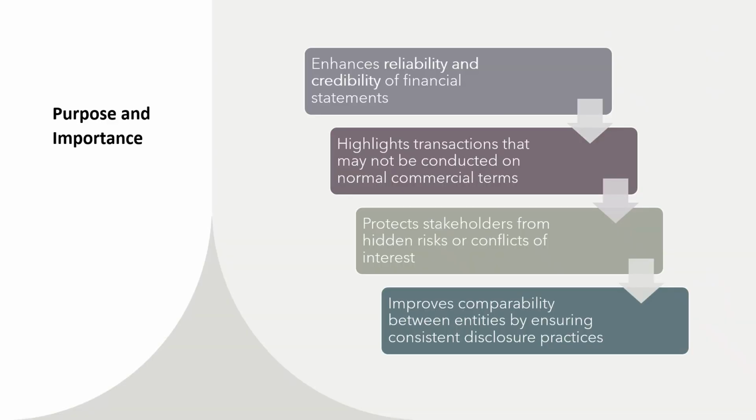The main purpose of IAS 24 is to make financial statements more reliable and trustworthy. Related parties may influence decisions in a way that independent parties cannot. For example, a company might sell goods to its subsidiary at a lower price or give interest-free loans to directors. Without disclosures, users may not get the full picture. IAS 24 helps investors, lenders, and other stakeholders understand whether profits or balances are affected by personal or group relationships.